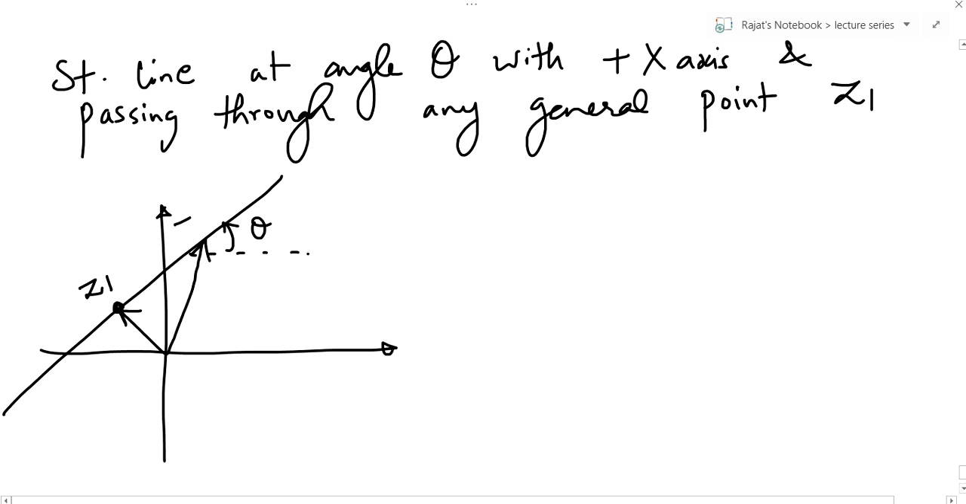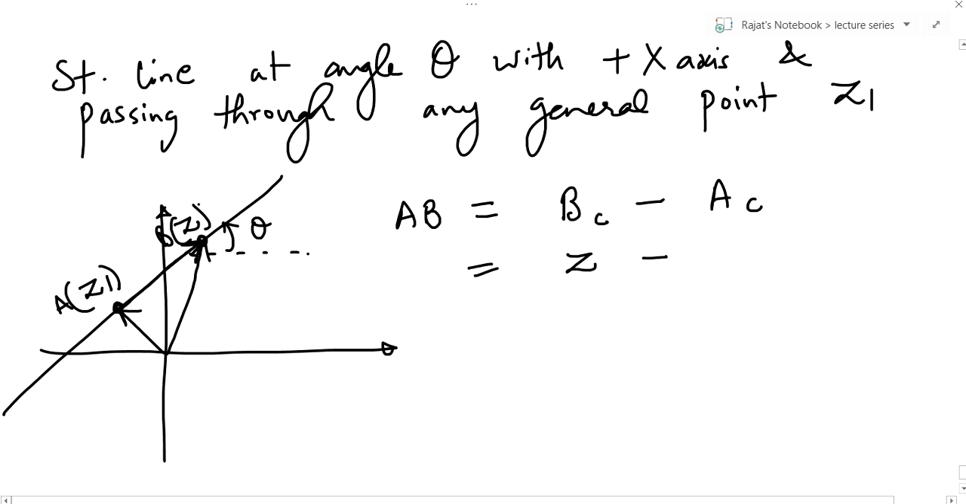Let me draw any general point z on the line. Let me call this fixed point A and this variable point B. Can you write AB? Yeah. Coordinate of B minus coordinate of A. Basically, you are going from A to B. So head minus tail, coordinate of B minus coordinate of A. So coordinate of B is nothing but z. Coordinate of A is nothing but z1. So AB is nothing but z minus z1.